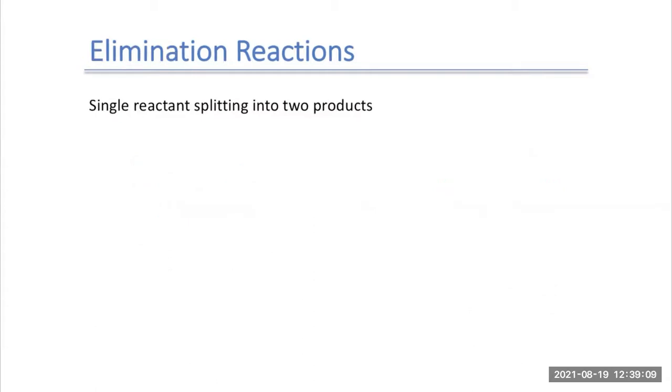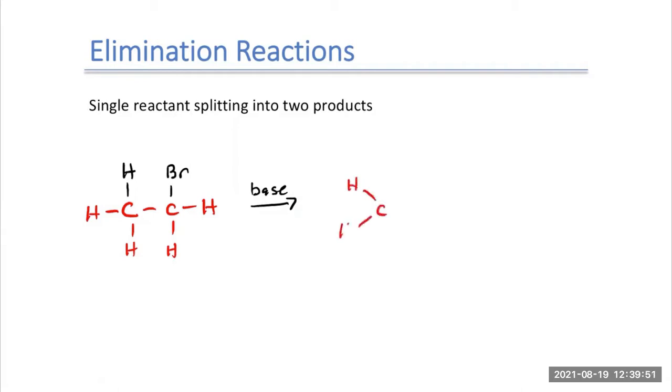The opposite reaction can occur as well, which is an elimination reaction. And that's where a single reagent will split into 2 or more products. So if we start with that same bromoethane, and we add a base in, we can get the reverse reaction to occur. We can get that elimination to occur. And so we go from our alkyl bromide back to our alkene. And in this case, we end up forming these 2 products.